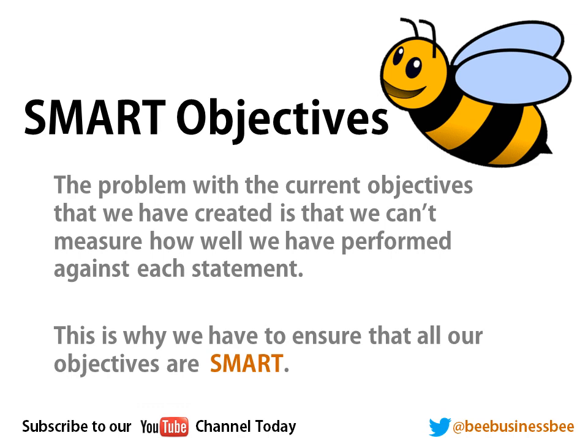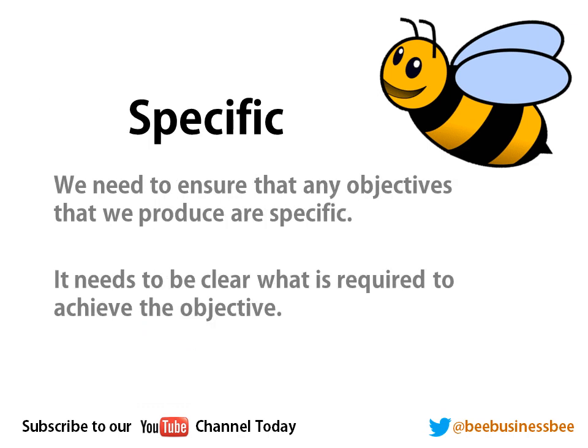Now, what we've done so far isn't very technical because there's nothing to measure against. So this is why we need to use what's called SMART objectives. Now, SMART objectives are defined as this. The S stands for specific. We need to ensure that any objectives we set are specific. It needs to be clear what is required to achieve that objective. So we've got to have it really clear so we know what we've got to do.